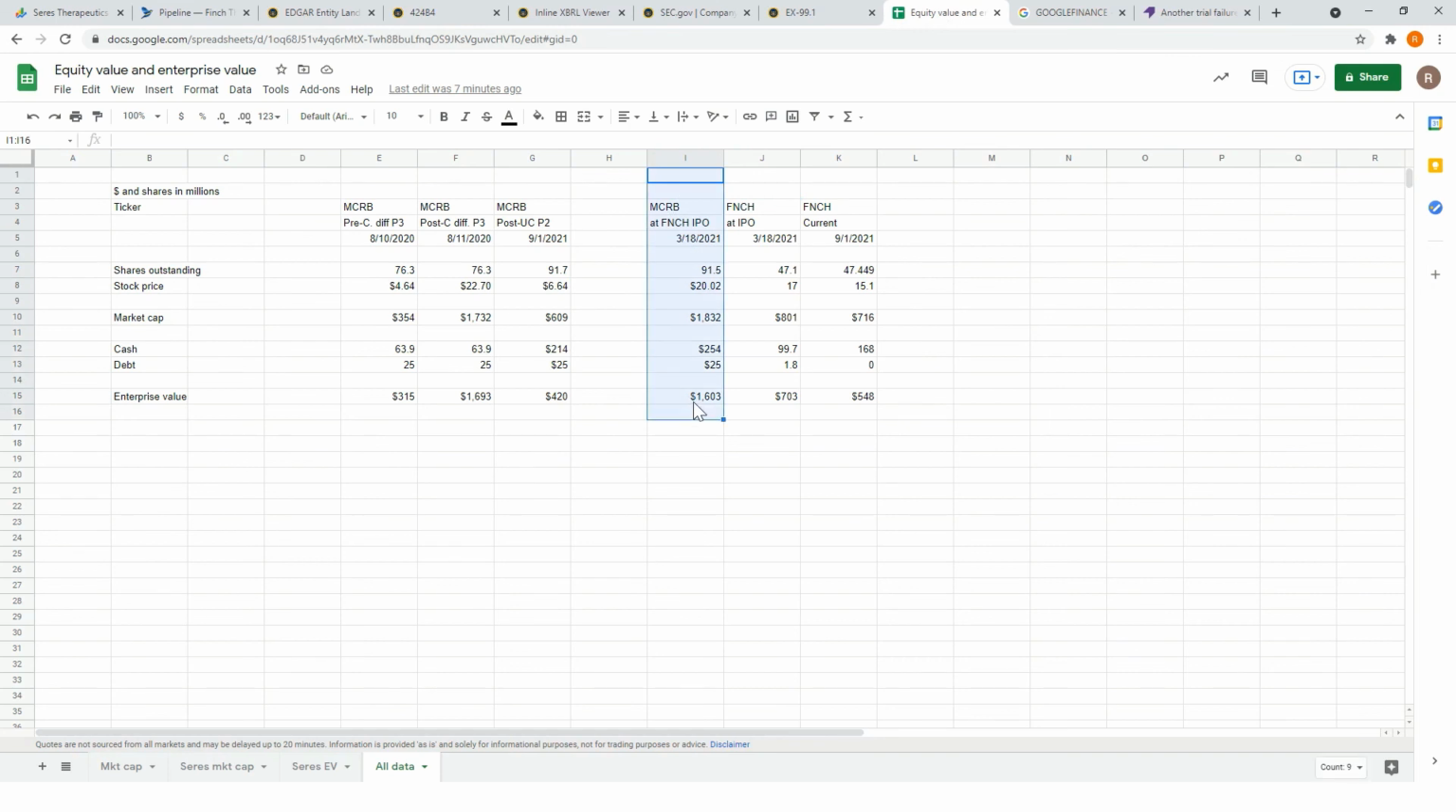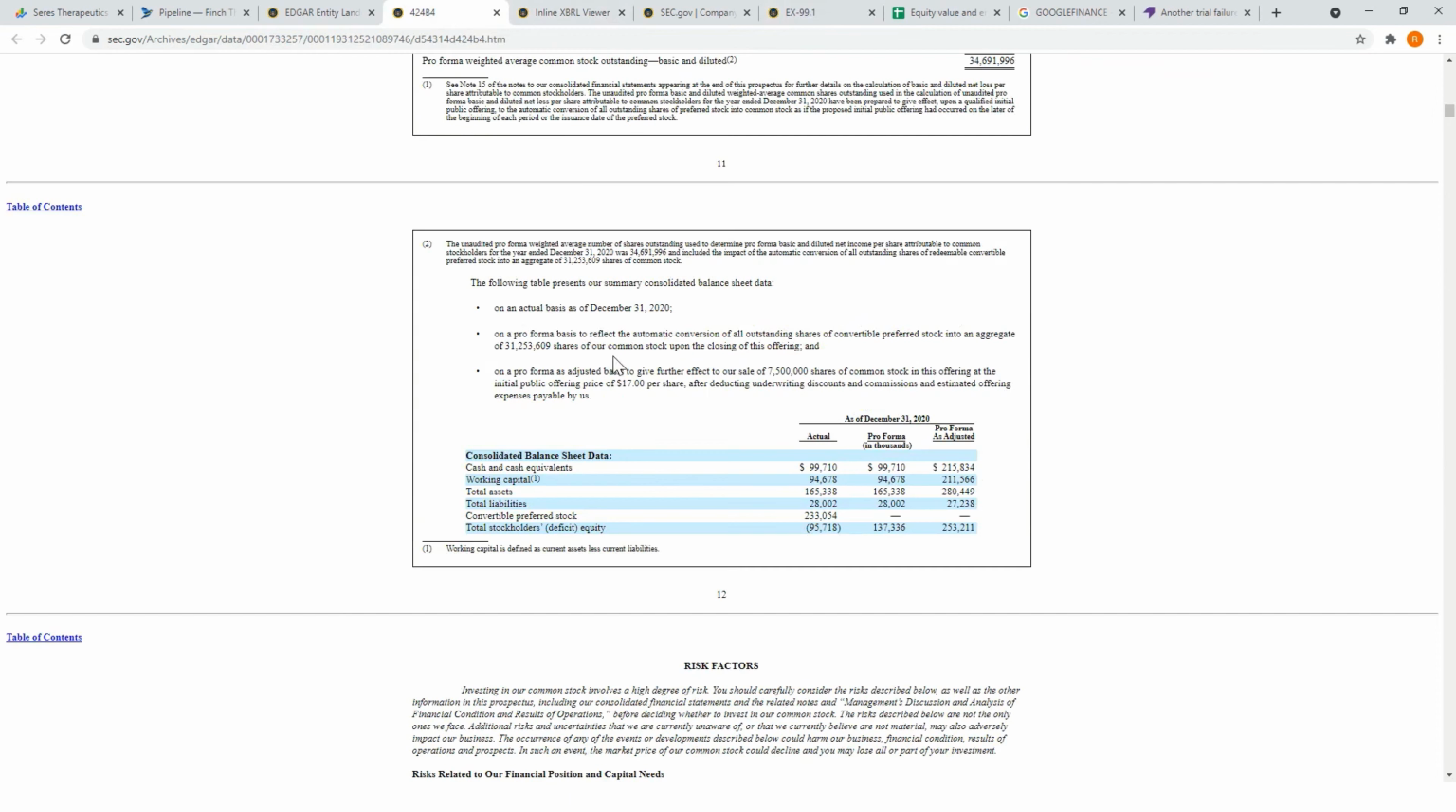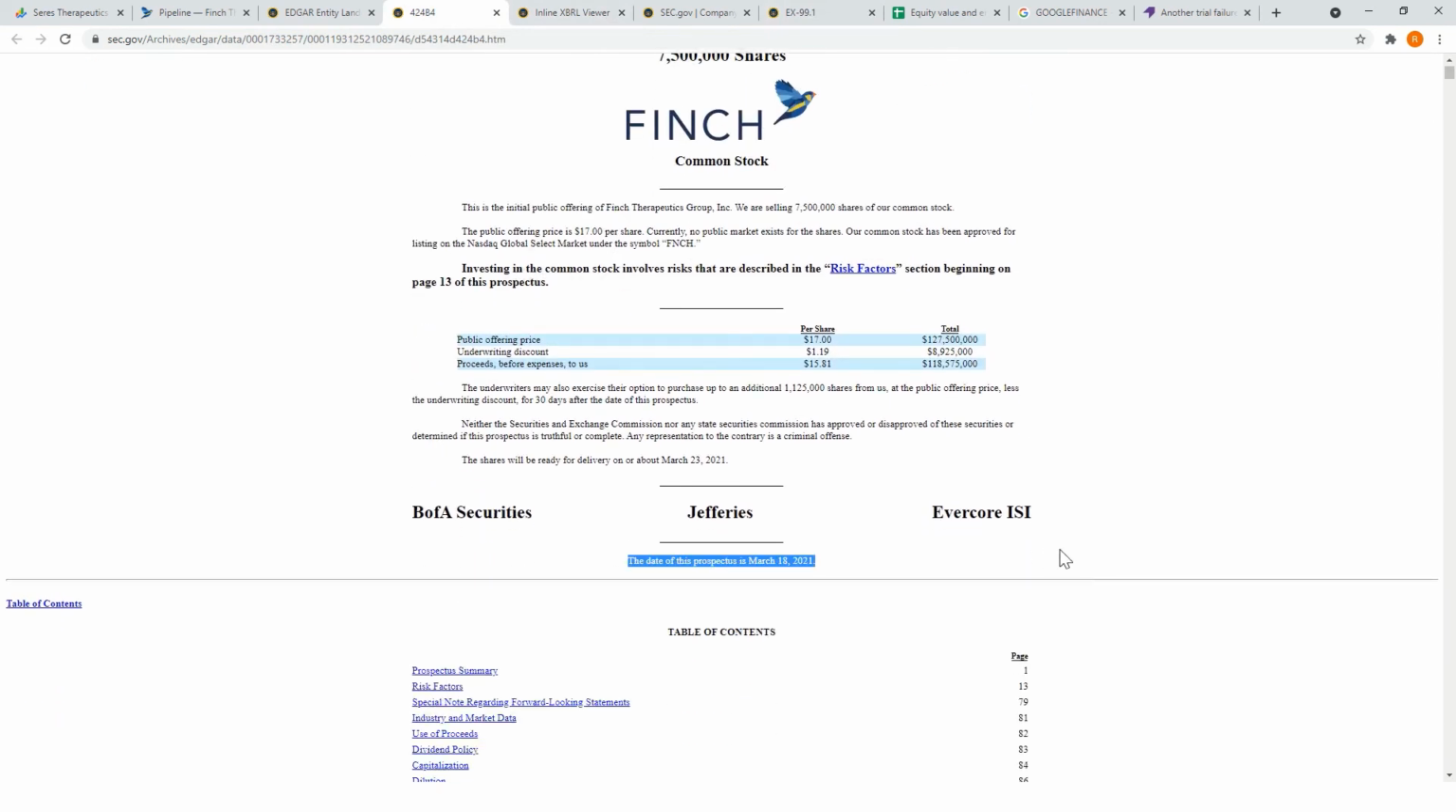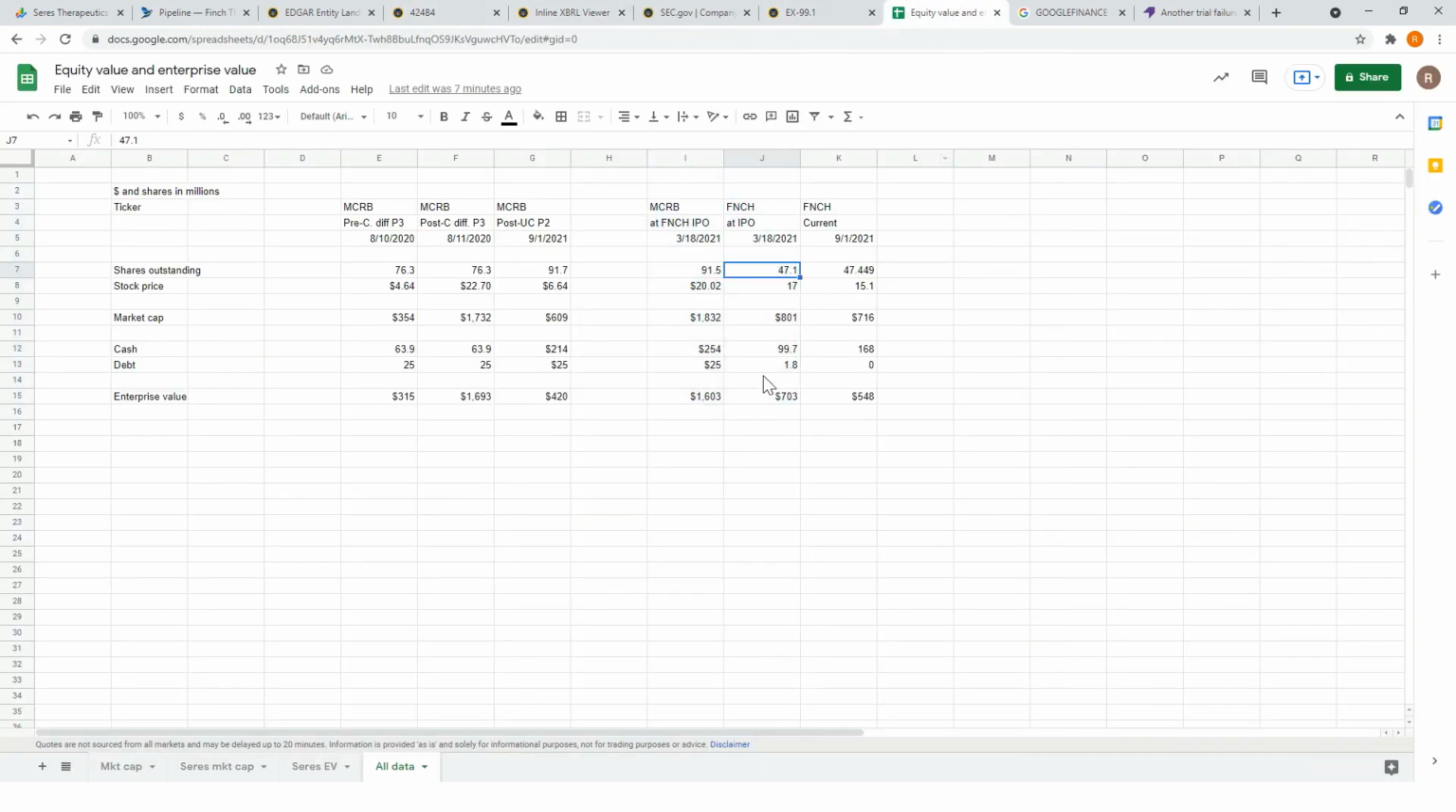But what we want to look at and focus on here is we have the valuation of Seres Therapeutics and Finch Therapeutics at the date of the IPO. So date of the IPO, you can see here, March 18th. So we see that the enterprise value for Finch is $700 million compared to $1.6 billion for Seres Therapeutics, which sort of makes some sense, right? Because the two main programs, the companies are both developing microbiome therapies. The lead indication for both is C. diff. Second indication is ulcerative colitis.